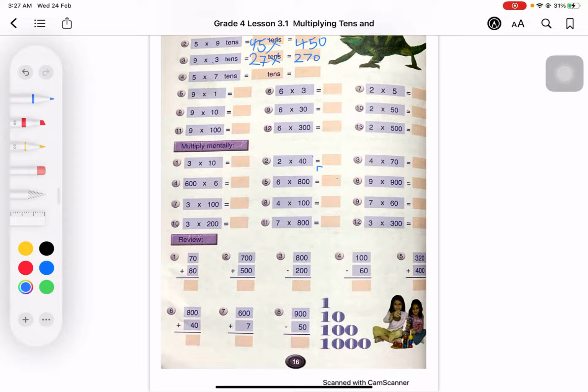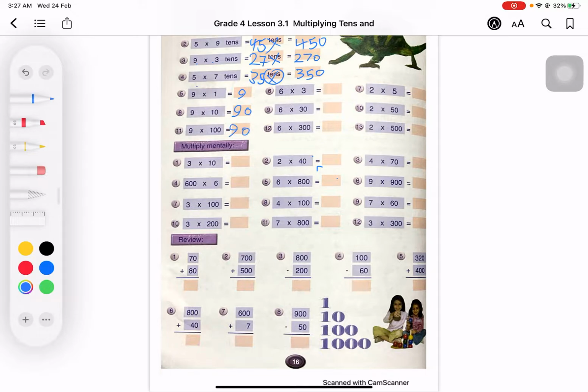Okay? Now, 5 by 7. The basic fact is 5 by 7. The answer is 35. 35 what? Tens. If I cross the tens, I need to give my product a 0. So my number will be 350. Now, let's go back to our way of solving without writing the tens. If I multiply 9 by 1, the basic fact is 9. But if it is by tens, you are going to write the basic fact 9, put 0.